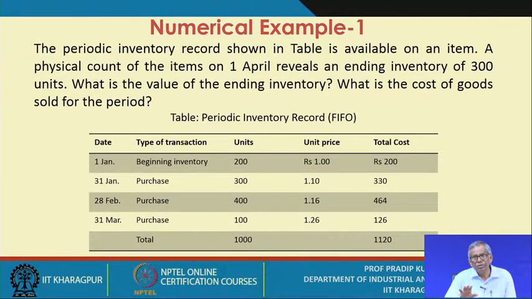So, what is the basis of selecting this unit price? That is the question to be answered, and while you answer these questions, you apply the first in first out method. So, on 1st January the beginning inventory is 200 units, the unit price is 1, so the total cost is 200.